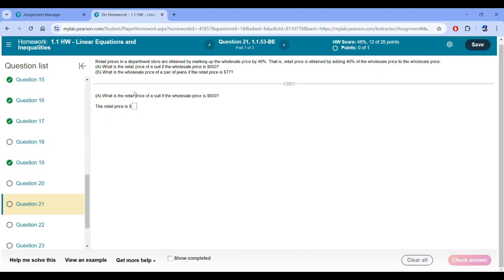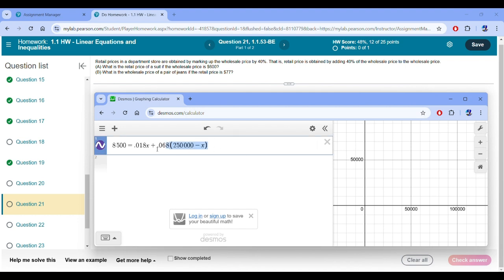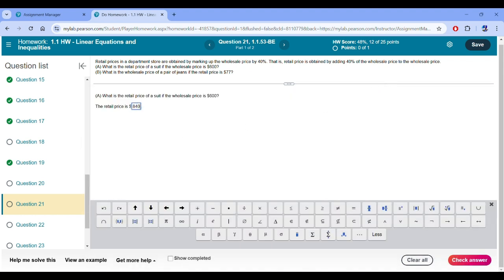21. Retail prices in a department store are obtained by marking up the wholesale price by 40%. That is, the retail price is obtained by adding 40% of the wholesale price to the wholesale price. What is the retail price of a suit if the wholesale price is $600? So I'm going to go to Desmos, and I need to figure out what 40% of 600 is. So 0.4 times 600 is equal to 240. So then this suit should cost $840.